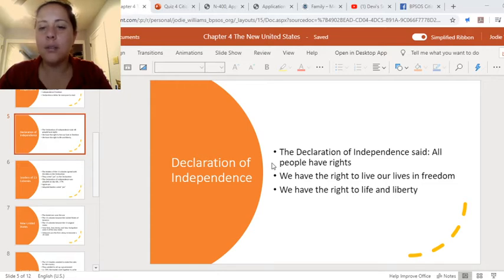What does liberty mean? You can write your answer in the comments section, in the comments. Type your answer. What does liberty mean?